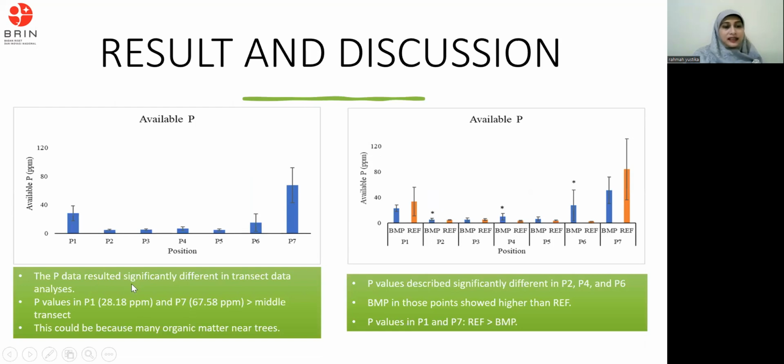The phosphorus data were significantly different in the transect analysis. The P value at 0.1 and 0.7 was higher than the middle transect. This could be because of much organic matter near trees. P value was significantly different at 0.2, 0.4, and 0.6, where BMP in those points was higher than reference, and phosphorus value at 0.1 and 0.7 in reference was higher than BMP.